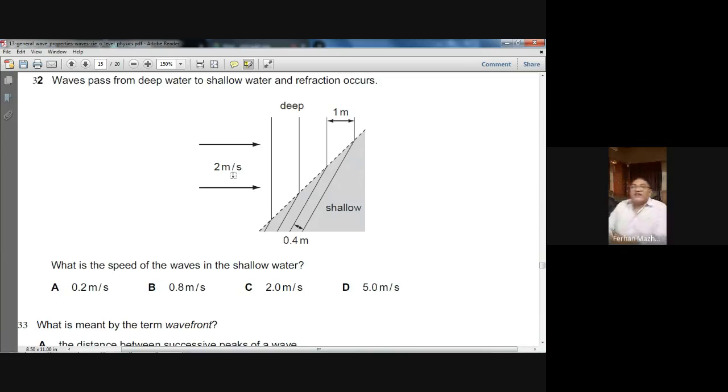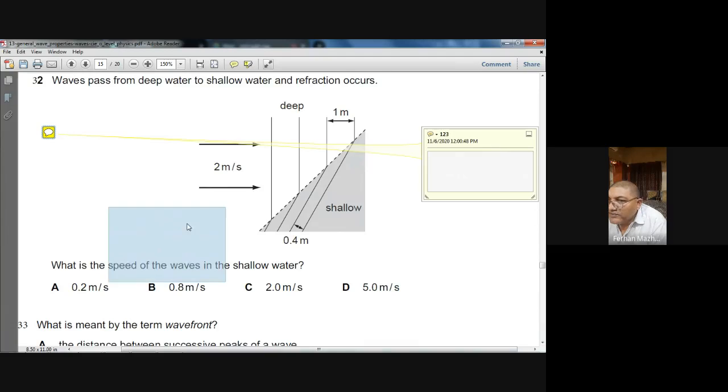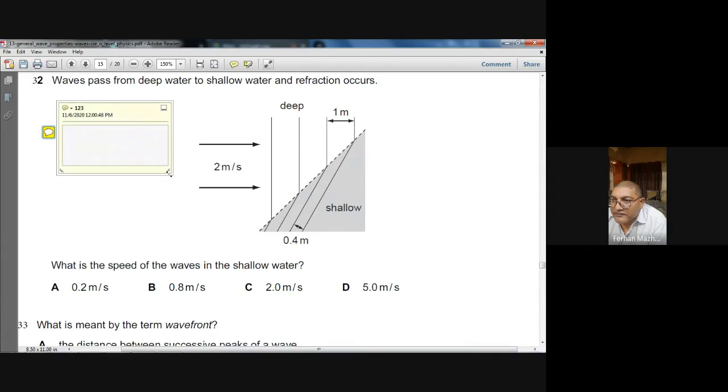You see, the procedure is very simple. Let me open the text box. So we are in the deep water. In the deep water, what happens? V is equal to f lambda. So f will be equal to velocity divided by the wavelength. So 2 divided by 1, and the answer will be 2 hertz.